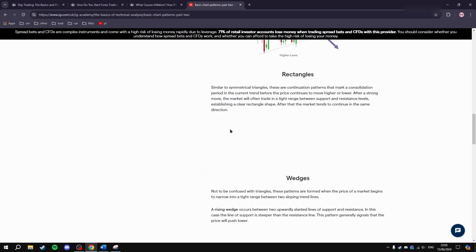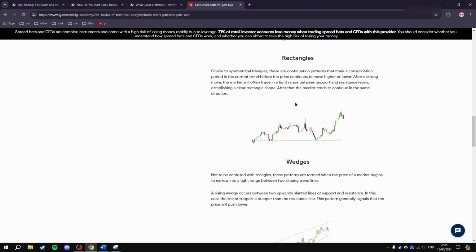That's that. And we've got rectangles, similar to symmetrical triangles. These are continuation patterns that mark a consolidation period in the current trend before the price continues to move higher or lower. After a strong move, the market will often trade in a tight range between support and resistance levels, establishing a clear rectangle shape. After that, the market tends to continue in the same direction.